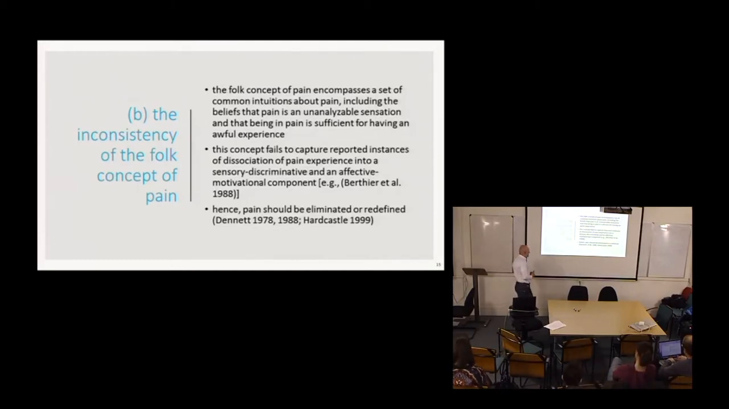People like Dennett and Hardcastle had their own variations of this argument, but the general idea is that this concept fails to capture an obvious experimental finding, which is that it's possible to dissociate pain experience into a sensory-discriminatory dimension and an affective-motivational component. This is what happens with a local anesthetic, the kind you have in the spinal cord. You're not unconscious, it's just that you don't feel pain, but you still feel that somebody's pulling on your insides. It's an unpleasant sensation, but you don't feel pain as such.